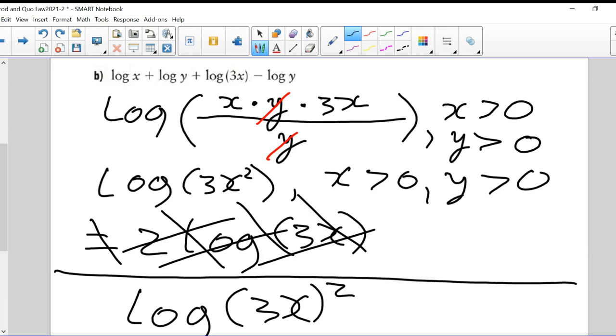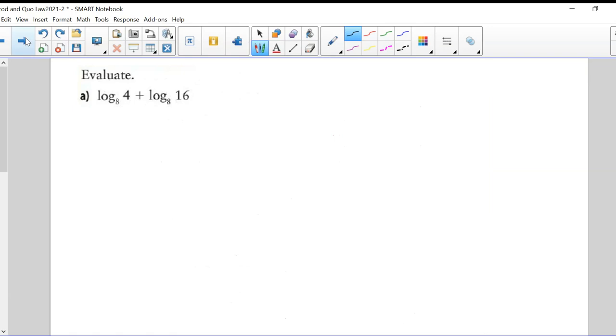All right, let's try another one. Let's try to evaluate the log base 8 of 4 and the log base 8 of 16. And by the way, I'm going to do this 2 different ways. Right? And as you know with math, and I say this all the time, you can find a bunch of different ways to do the same thing, but end up with the same answer. And that's what we're going to do right here. So let's see how we can do this.